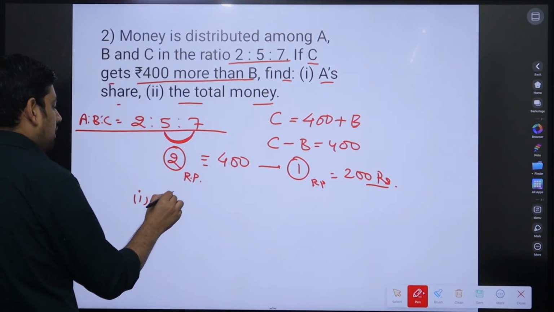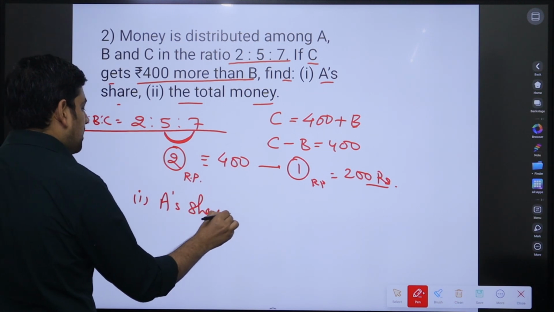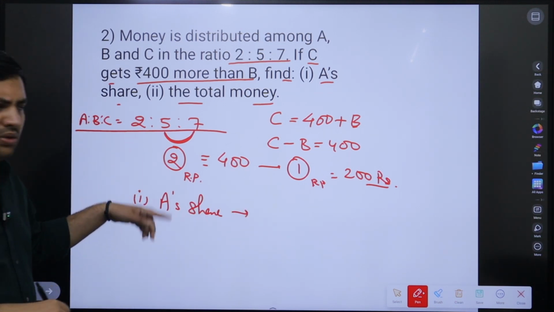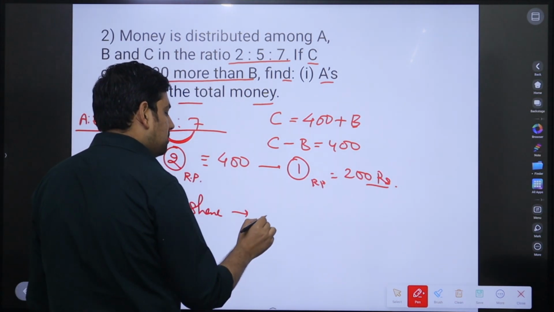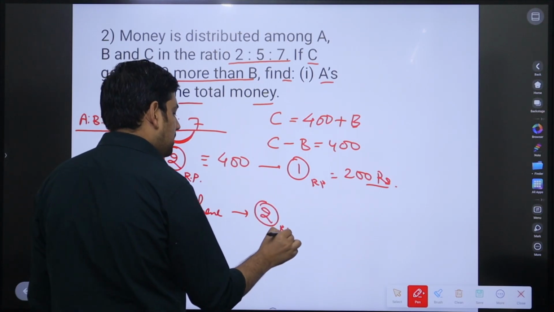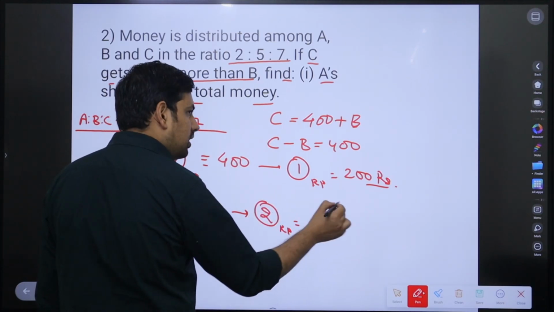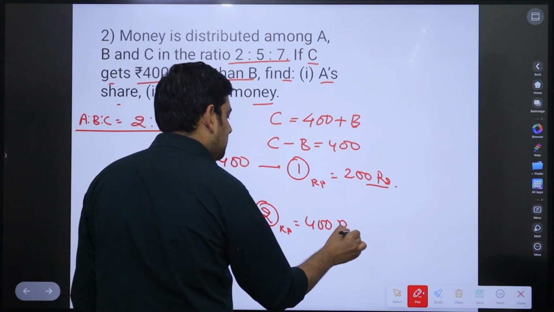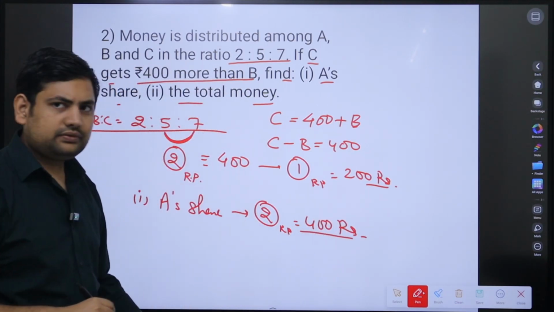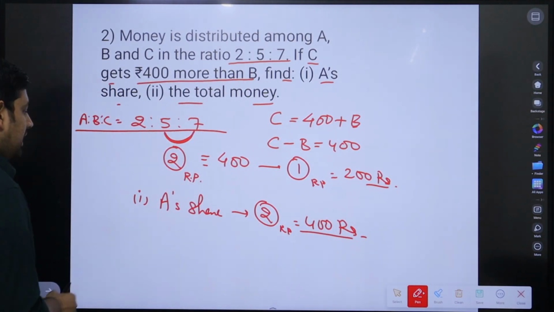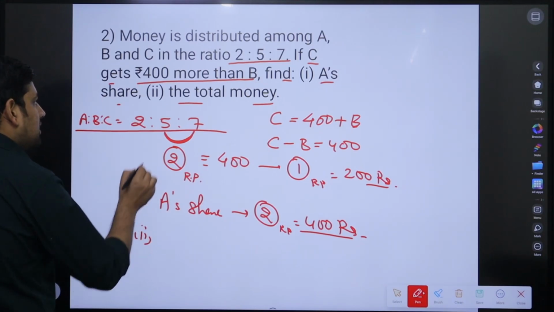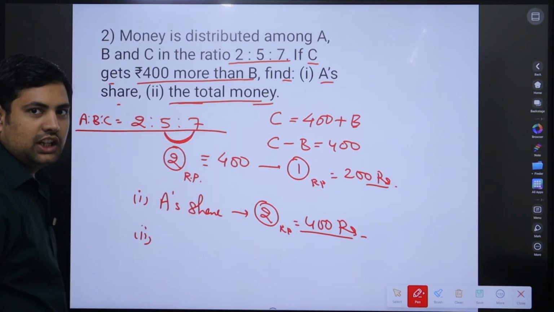Now, if 1 ratio point is equal to 200 rupees, what is the amount of money that A has? A's share is actually 2 ratio points. So 1 is equal to 200, then 2 ratio points will be equal to what? 200 into 2, that is 400 rupees. This is fine. Now the second part is, it is asking you the total money.